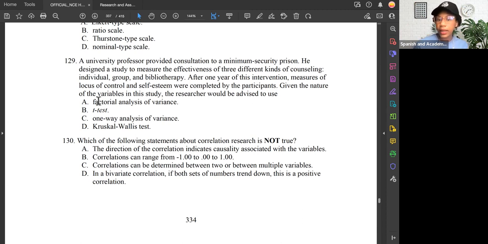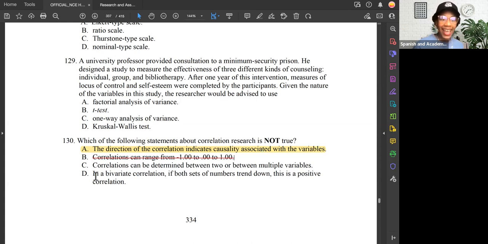So if you've been studying correlations on your own or watched our prior video, you would know that, first of all, correlation is not cause and effect, as we just covered, but also these other statements are true. Correlation does range between negative one and positive one. Some people get caught in the fact that it says to zero, but you have to note that whenever we go from a negative to a positive, we always cross zero. That's very normal in numbers. Correlations can be determined between two variables or between multiple variables. That is true. All right.